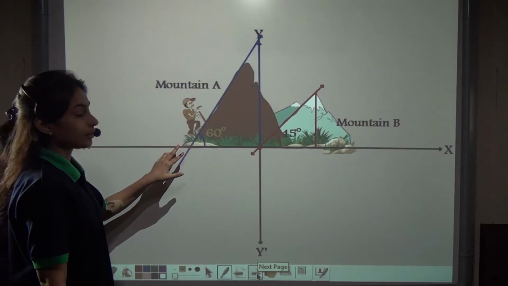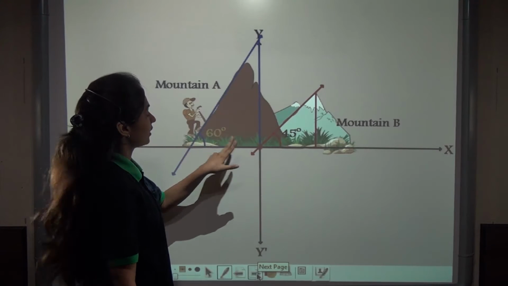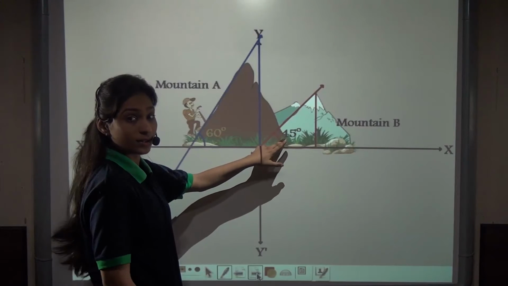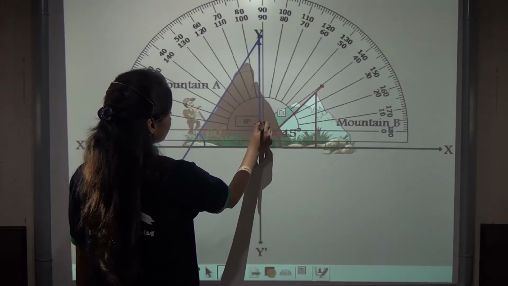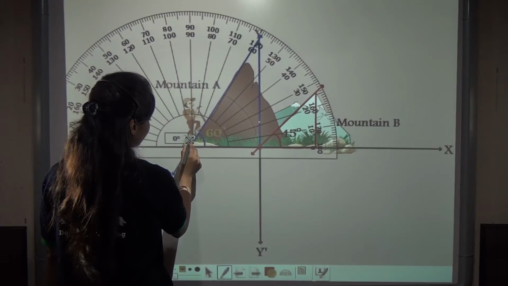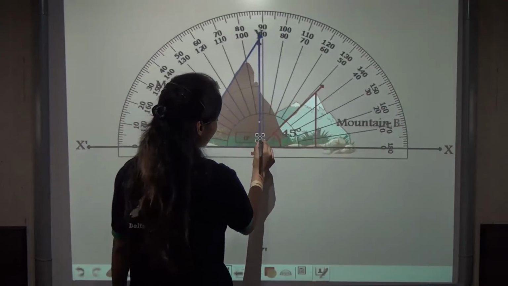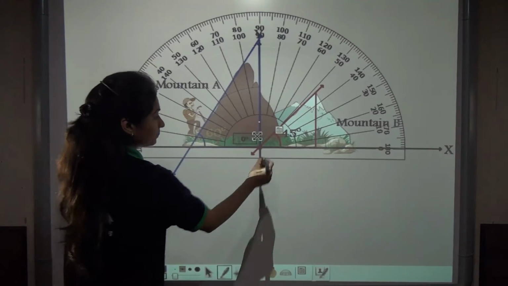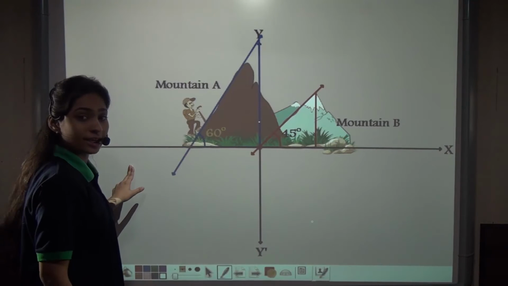Now we found out that these 2 oblique lines, or we can say that these 2 mountains, they have the angle of inclination as 60 and 45 degree. Now let's check whether this is actually 60 or 45. Well, yes, this mountain is actually 60 degree and this is almost 45 degree.